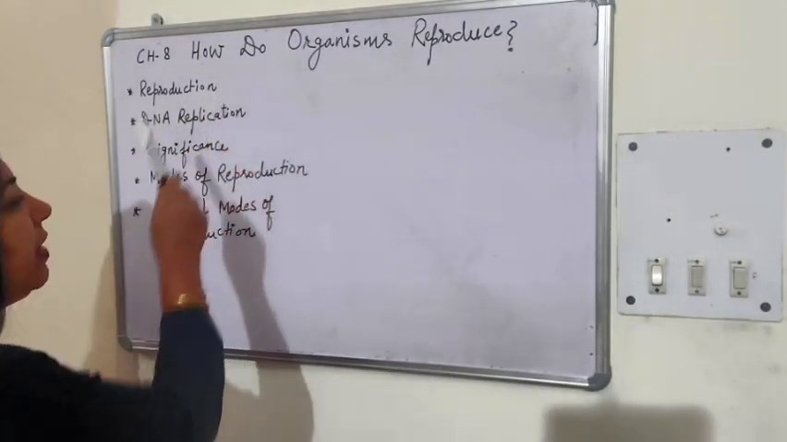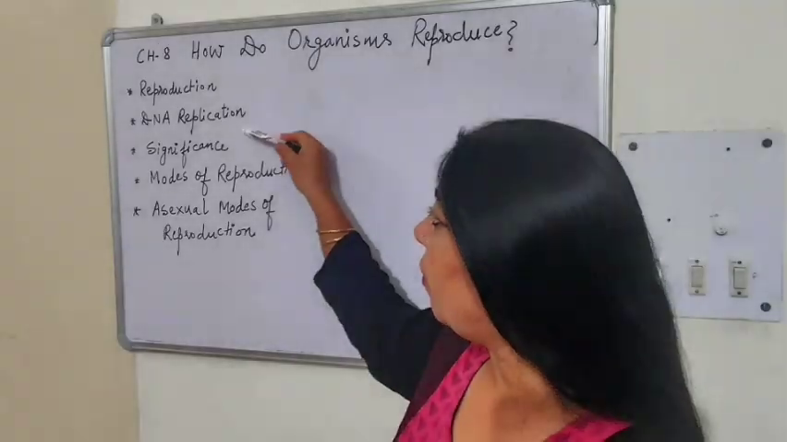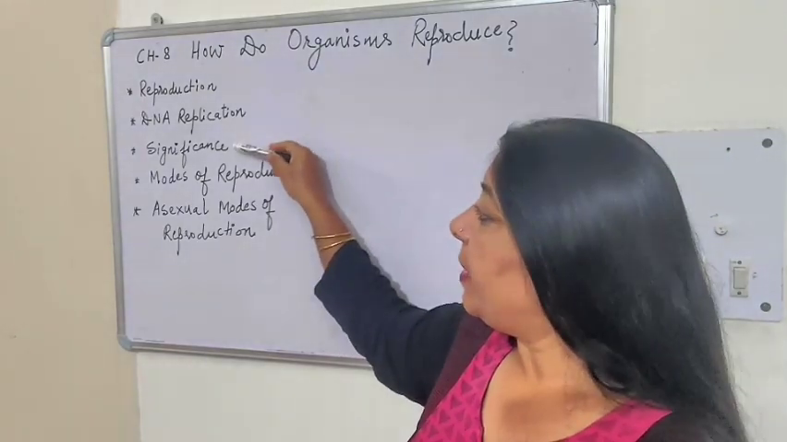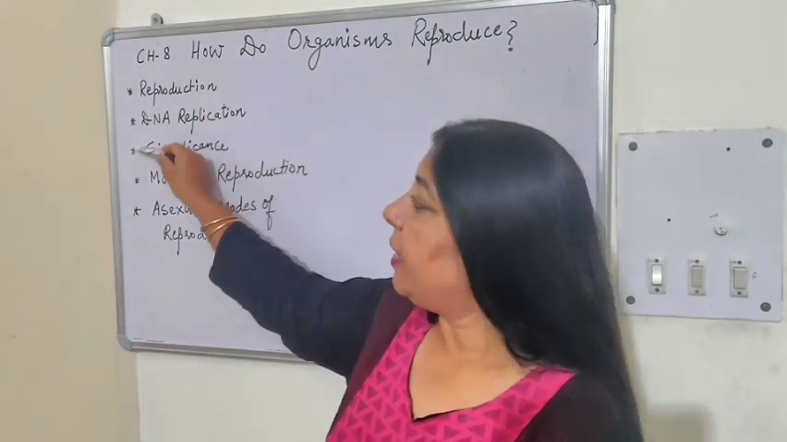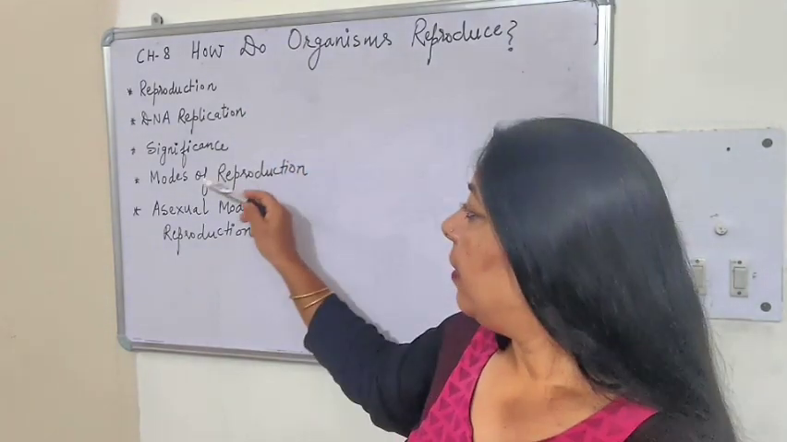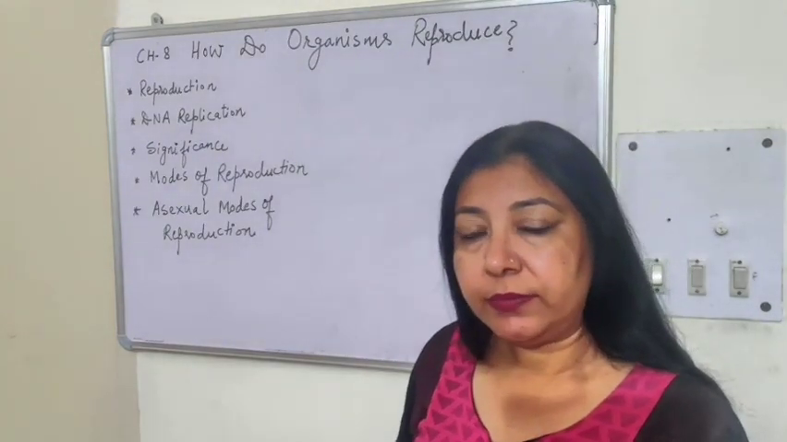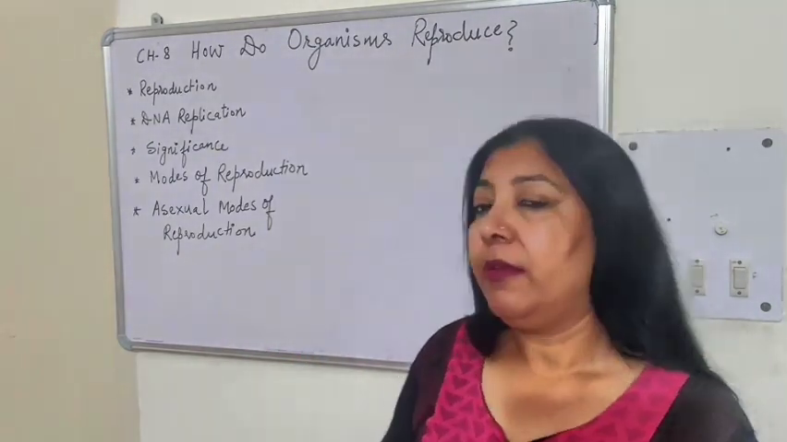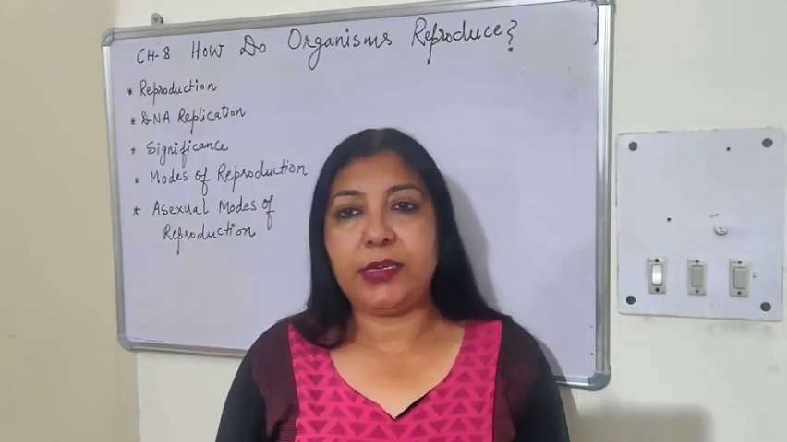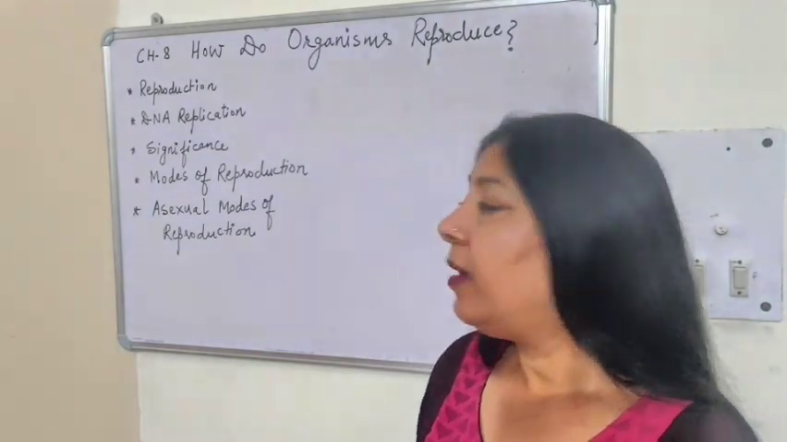We will be studying about the definition of reproduction, and we will be correlating that with DNA replication. Then we will be studying about the significance of DNA replication along with reproduction. After that, we will be studying about the modes of reproduction, and then finally we will study about the asexual modes of reproduction in detail. So let's begin with the first topic, reproduction.